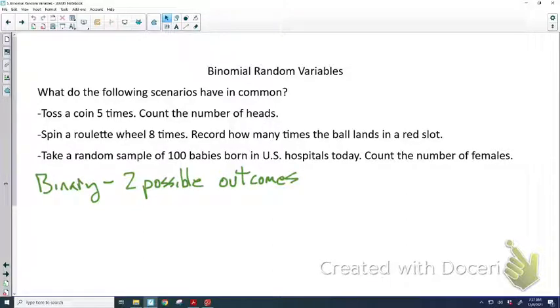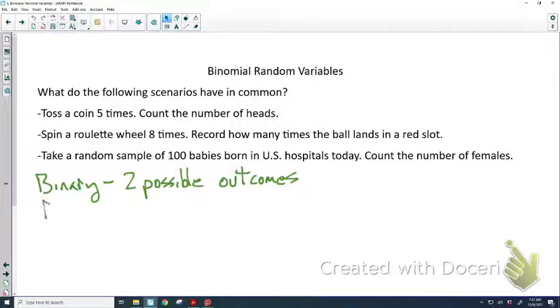So, you toss a coin, you get heads or tails. Spin a roulette wheel: while it does have three colors, we're saying whether the ball lands in red or not red. So still two possible outcomes. And for babies, we are saying whether or not they are female or not. So binary.